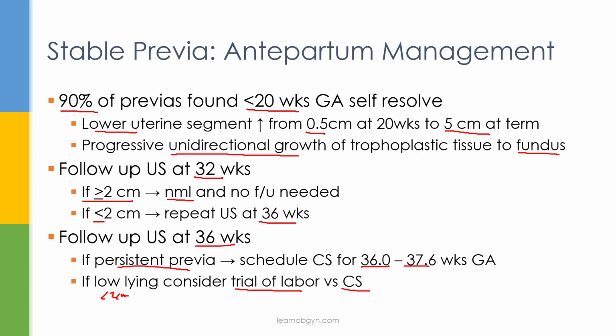As a med student, don't remember 32 or 36 weeks, just remember if someone has a placenta previa, you repeat the ultrasound to see if it resolves. If it doesn't resolve, you do a C-section, around 37 weeks. And if they just have a low-lying placenta, then you could consider either a trial of labor or a C-section.